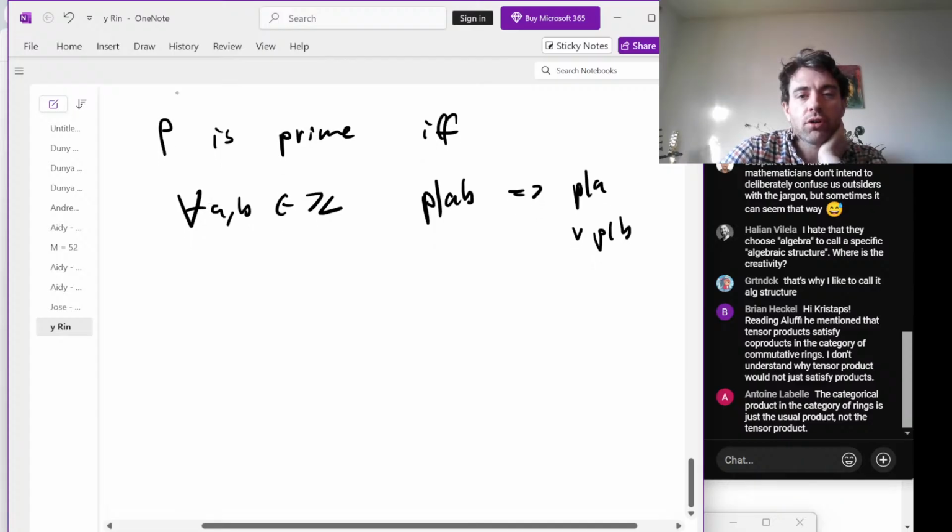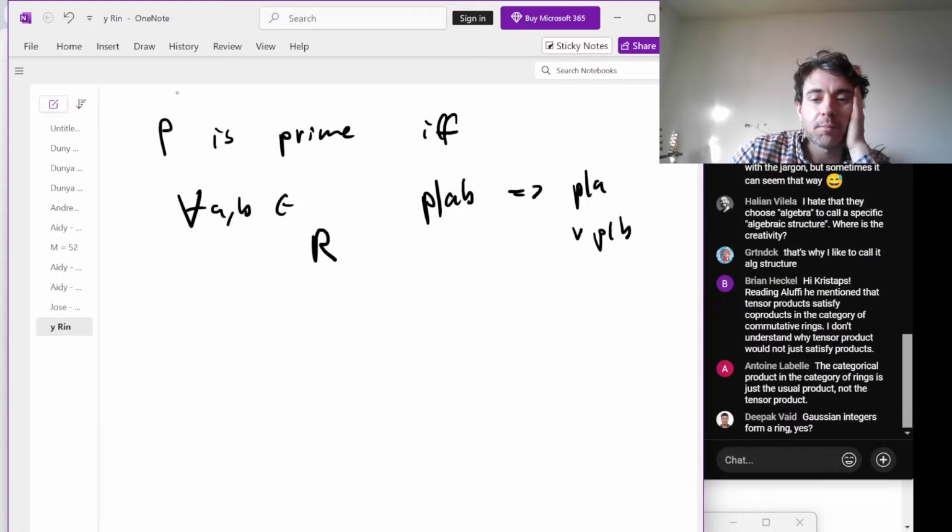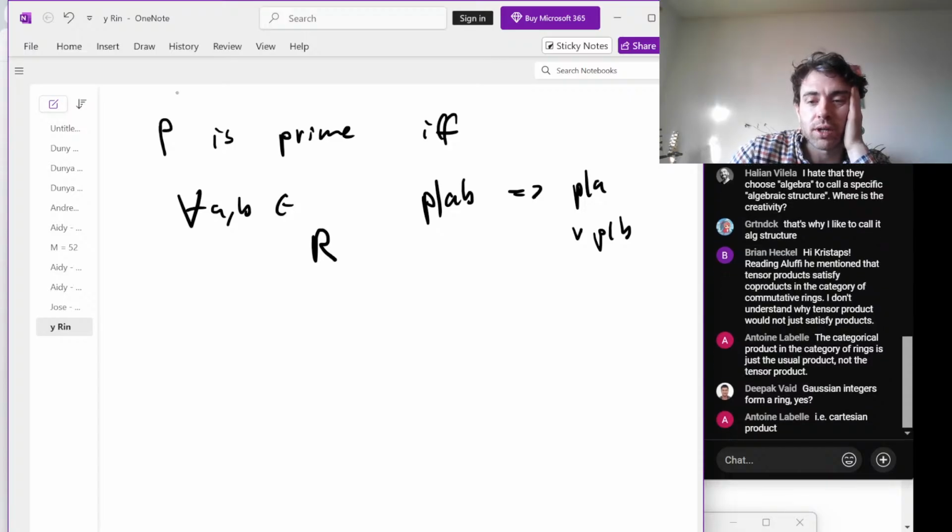So here there's hope that this can be generalized. The integers we could replace with a ring. Gaussian integers are a ring, so the only thing we need to do to generalize this definition is to say what it means to be divisible. But again, that's pretty easy.